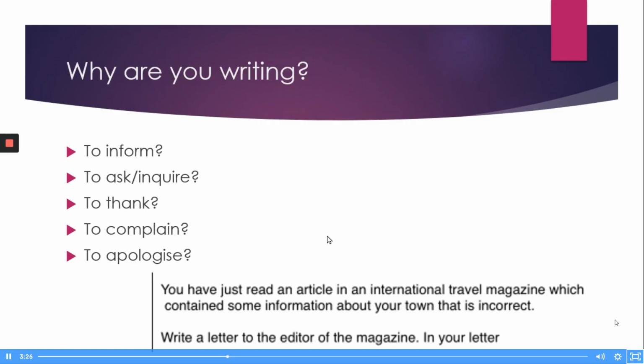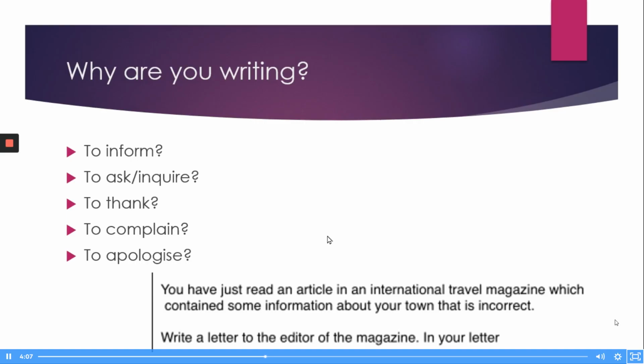Next thing you've got to be thinking about is, why are you writing? So you just read an article in an international travel magazine which contains some information about your town that is incorrect. So there's a couple of ways to go about this. Is it to inform? I would say yes, you're informing the editor of their mistake. To ask or inquire, not really, not inquiring or asking anything. To thank, no, we're not thanking anyone here. To complain, you could be looking at this as being a formal complaint letter. So that's definitely a possibility. Or to apologise, and you're not apologising.